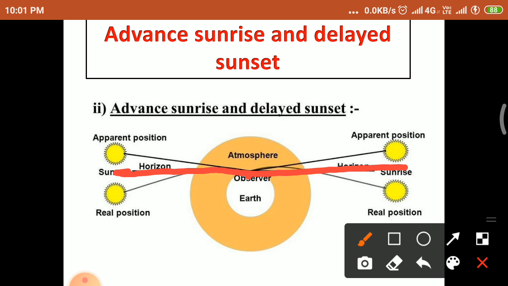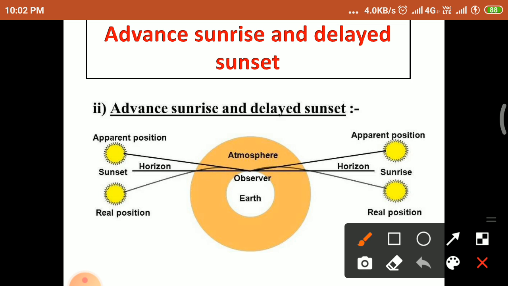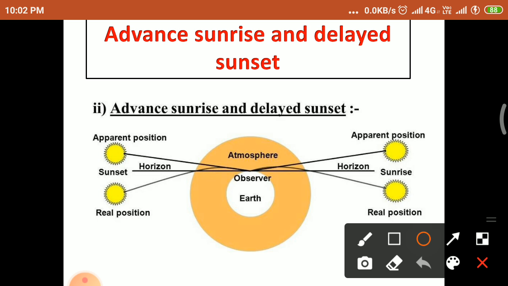During the sunrise, this is sunrise and this is sunset. So now both at sunrise and sunset, the sun is below the horizon. See here, during the sunrise, the sun is below the horizon. The same as sunset, during the sunset also, the sun is below the horizon.